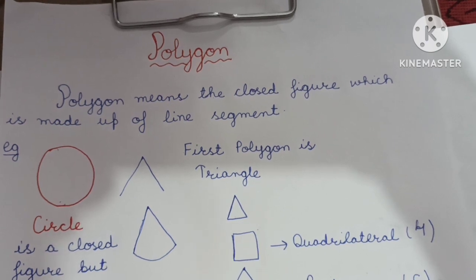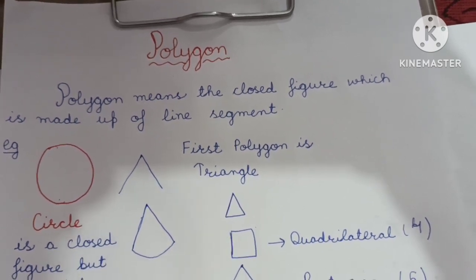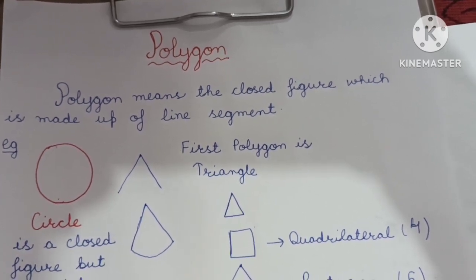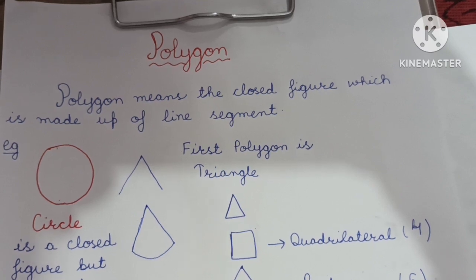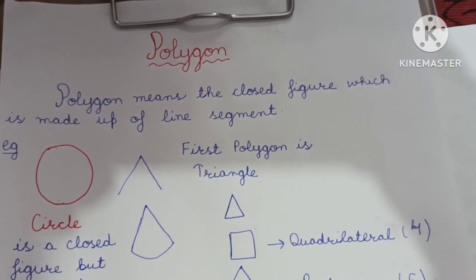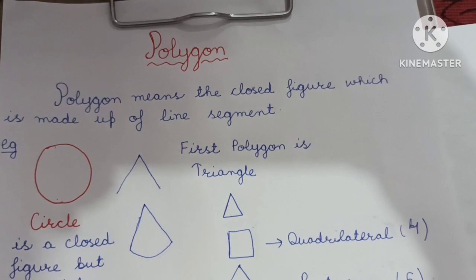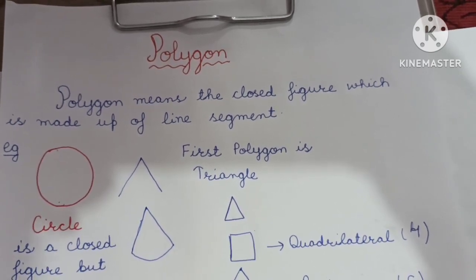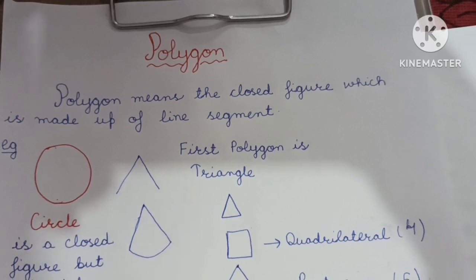So students, my first question is, what is a polygon? A polygon means a closed figure which is made up of line segments. In the word polygon, poly means many and gon means side. So it means a many-sided closed figure is called a polygon.